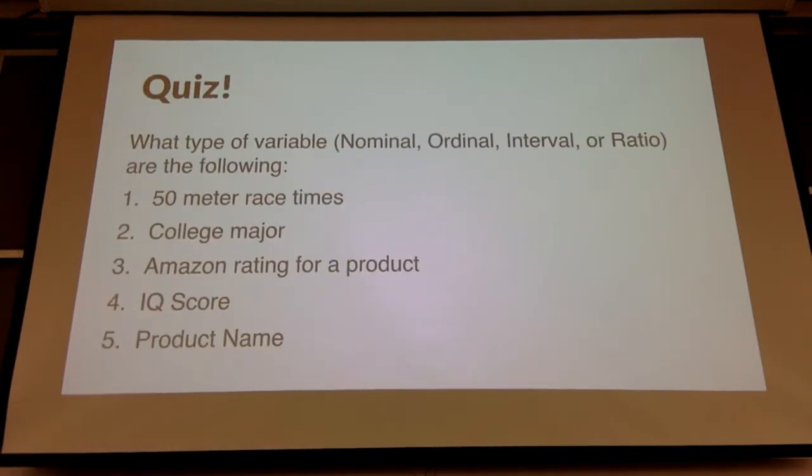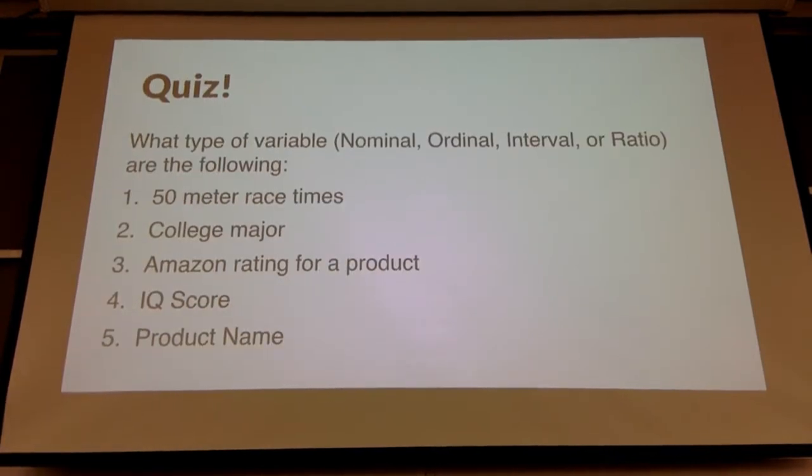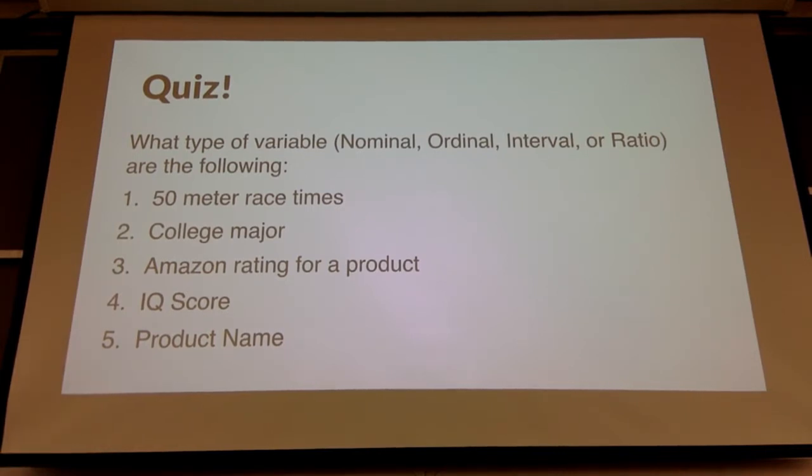Okay, so quiz. What types of variables are the following? 50-meter race times. So who thinks it's interval? Who thinks it's ratio? Who thinks it's nominal? Good. So 50-meter race times are ratio because we start the race for everybody at the same time. So there's a 0 point when the race is started.